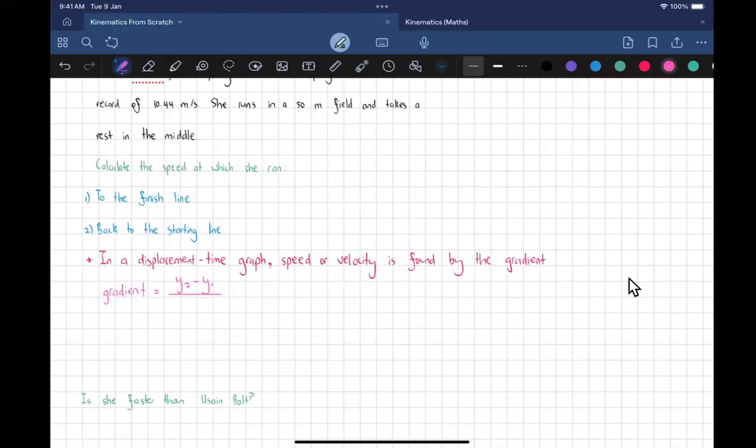So y2 is the final minus the initial. What do you think we're going to do for x? Something very similar. We have y2 to represent the second value for y, minus y1, the first value for y. We're going to do the same thing for x.